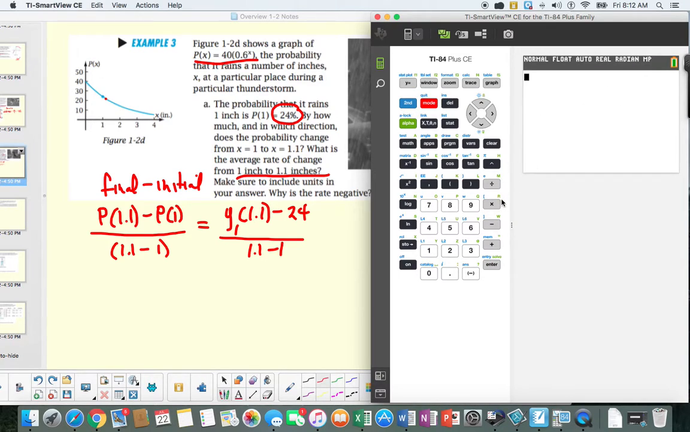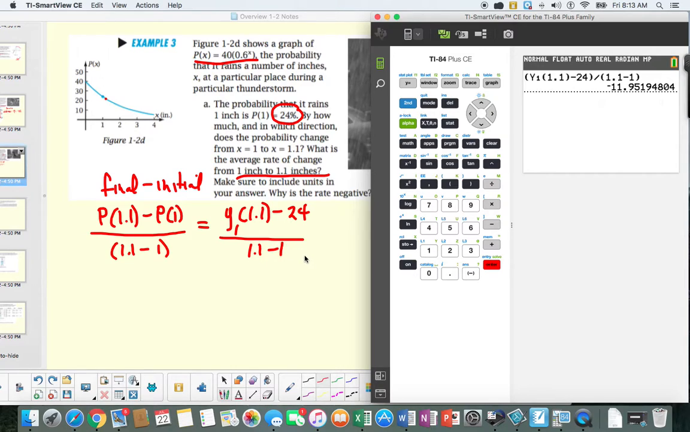And I want to find the rate of change, so I'm going to start with my numerator, parentheses, and then I'm going to go to vars, and I'm going to go y vars. I'm going to choose y sub 1, and I'm evaluating at 1.1, and then I'm going to subtract 24, and then I'm going to finish my numerator parentheses, divided by, and then my denominator, and then I'm going to enter, and this is the answer that I'm going to get.